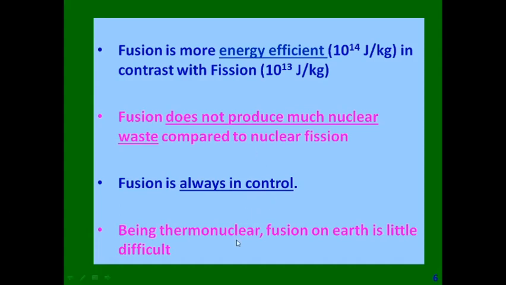But the problem with fusion being produced on Earth is that it is thermonuclear in nature. We have already seen that you require a large amount of energy, a large amount of heat, to start fusion. That much energy is not feasible on the surface of Earth. We cannot produce that huge temperature in a controlled way on the surface of the Earth, or that process is very difficult. But there are certain other techniques in which we can have fusion.